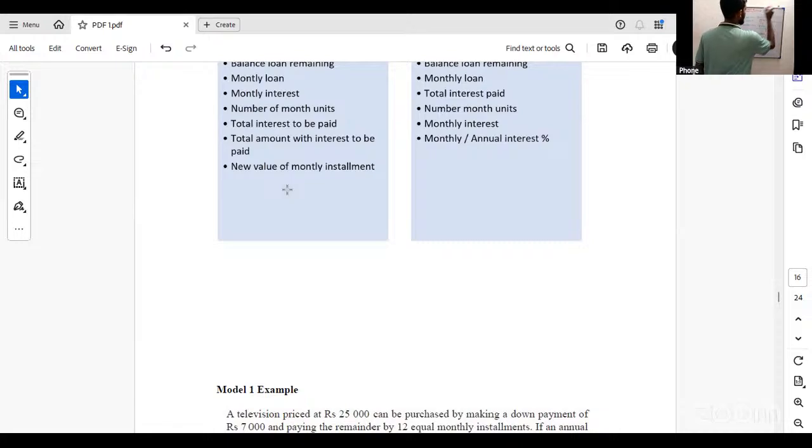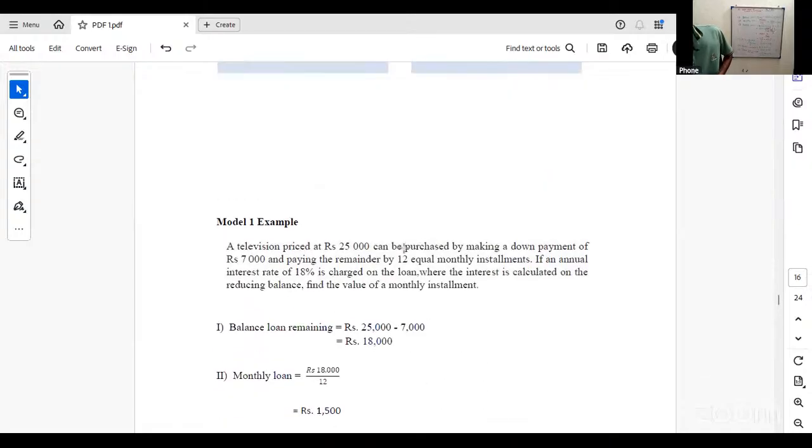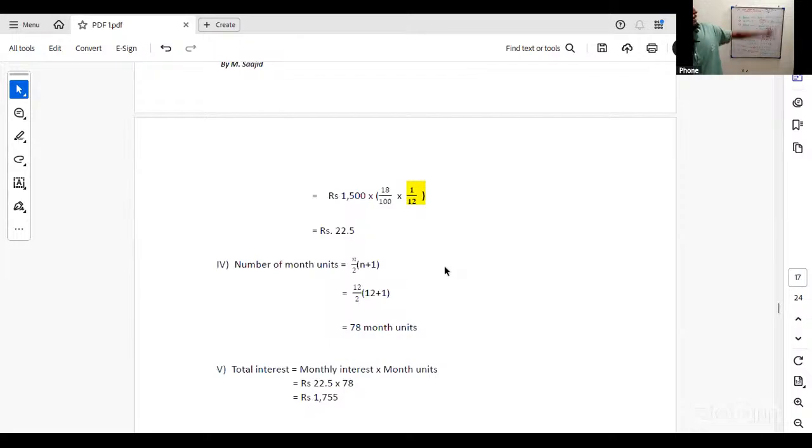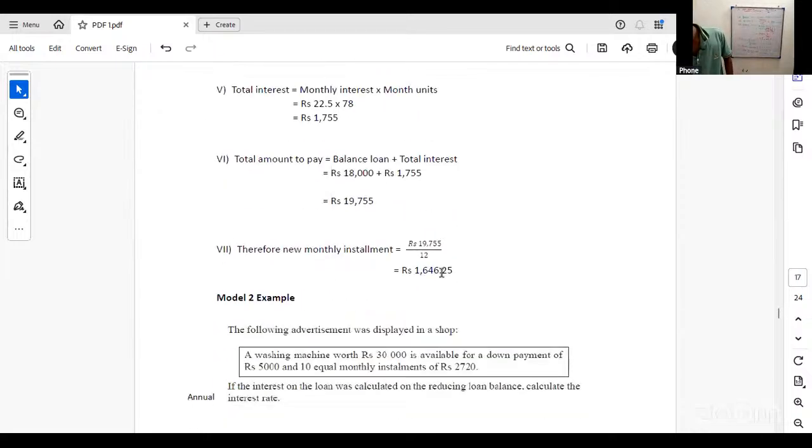It's 19,755 and divide it by how many months? 12 months. 12 equal months. So you have to divide this by 12 equal months. Now you can get the installment with the interest per month. And that is what we call the monthly installment. So you can divide this and see the answer will be 1,646.